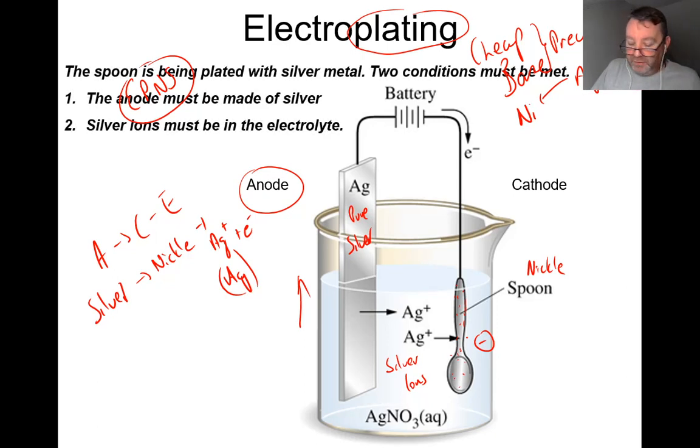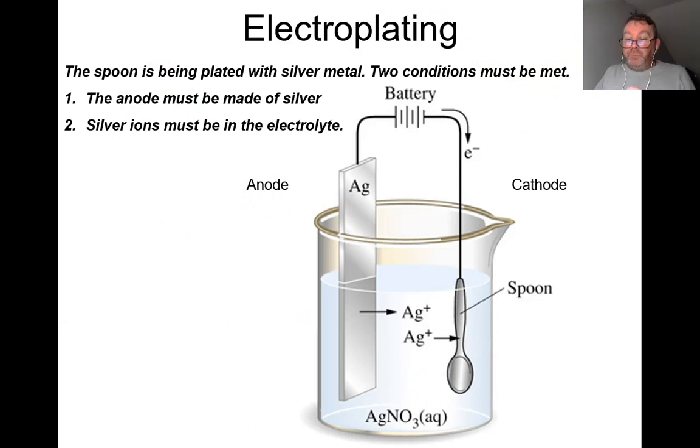Okay, so let me just take off my annotations. So the spoon is being plated with silver, and 2 conditions must be met. First of all, the anode itself must be made of the same metal that you want to coat the spoon with, i.e. pure silver. And the electrolyte must also contain the ions of the metal that you want to plate with. So the only thing that's not allowed to be silver is the object that you're going to plate. Okay, so the spoon is nickel, the anode is silver, and there are silver ions inside your electrolyte.